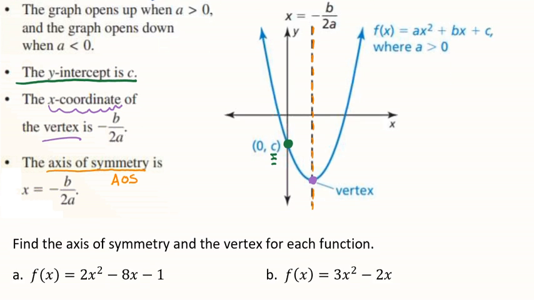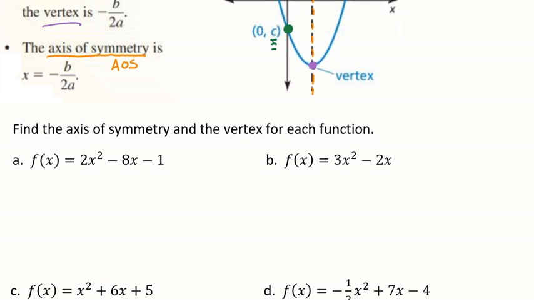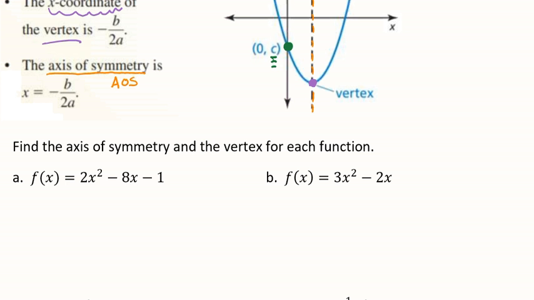So let's do a couple examples here where we're going to find the axis of symmetry and the vertex for each of these equations. So the first thing we want to do is find our a value, our b value, and our c value. So here we see that we have an a value of 2, a b value of negative 8, and a c value of negative 1.